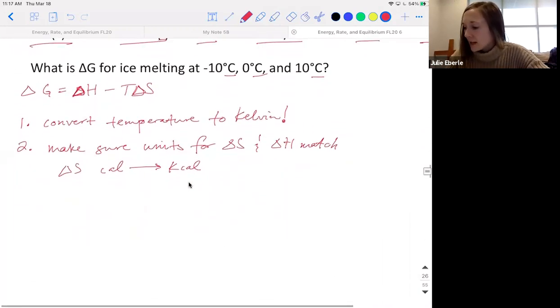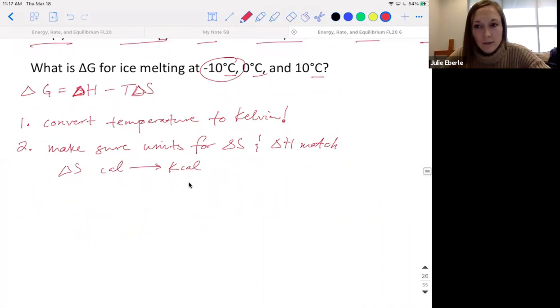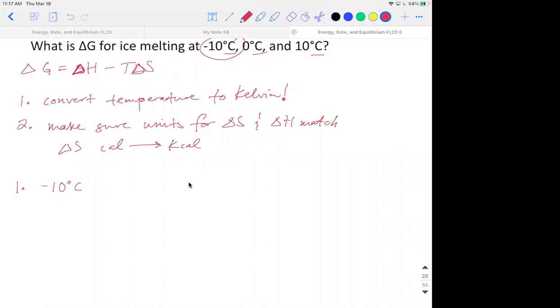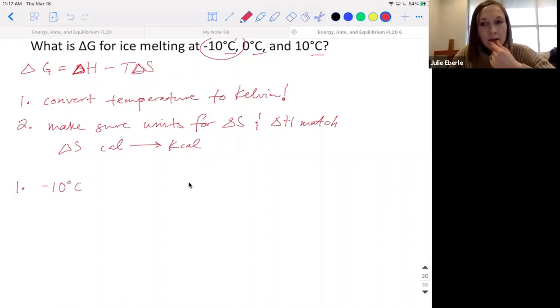Okay, so let's take negative 10 degrees Celsius. That's the first temperature we're given, and let's do this problem step by step. So number 1, we're going to do negative 10 degrees Celsius. How do we convert it to Kelvin? What do we do? What's the number? You guys remember? How do you convert this to Kelvin? How do you take Celsius?